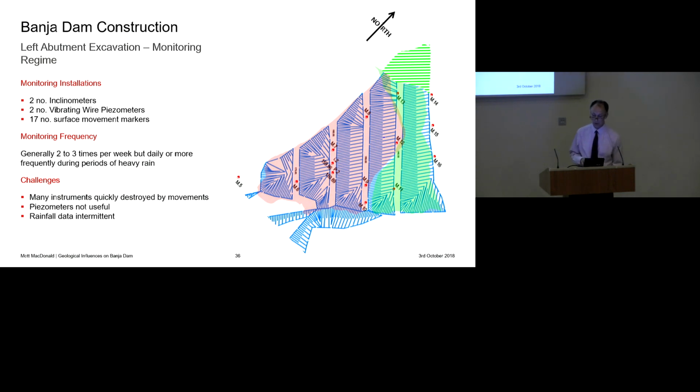Some of the issues were that many of the instruments got destroyed quite quickly because of the high movements. The piezometers were not very useful at all anyway, for the reasons I've already discussed. And some of the data that we had was incomplete, the rainfall data being an example.